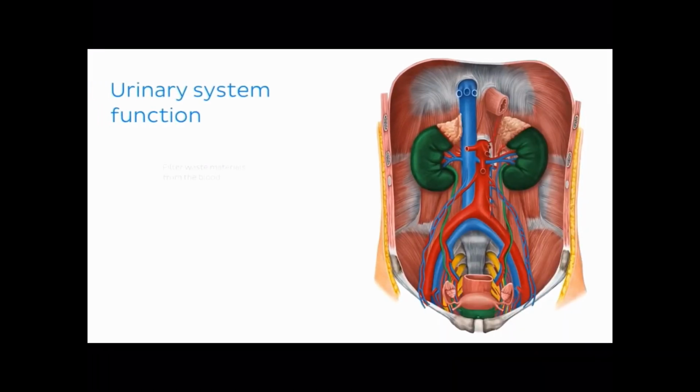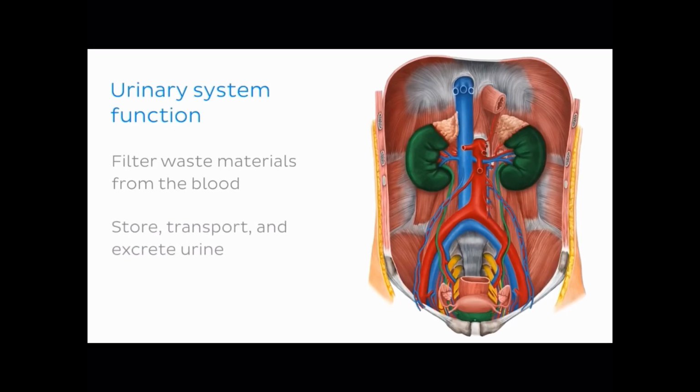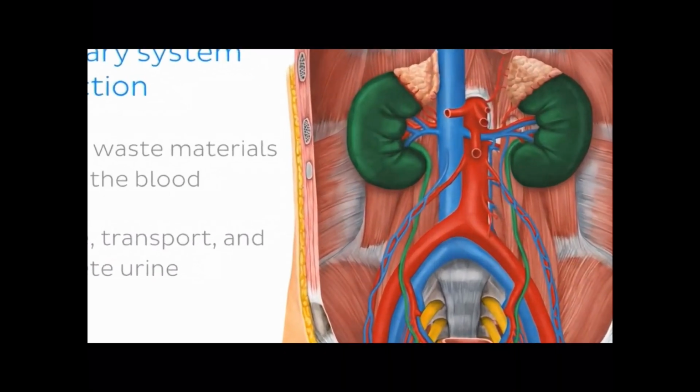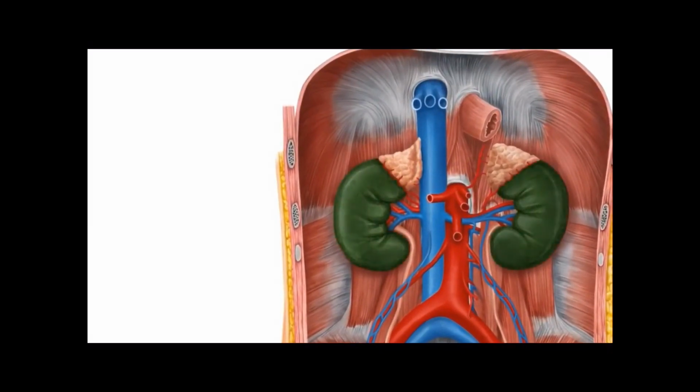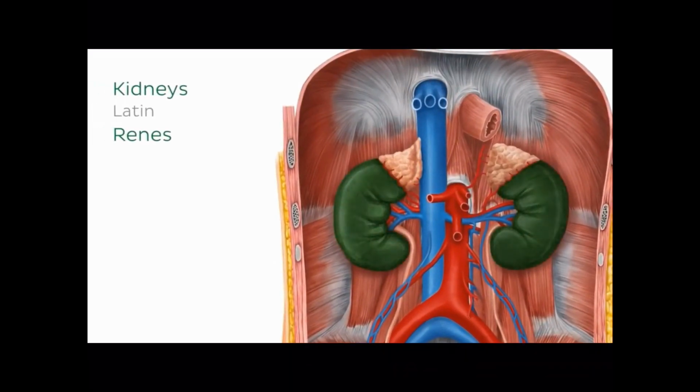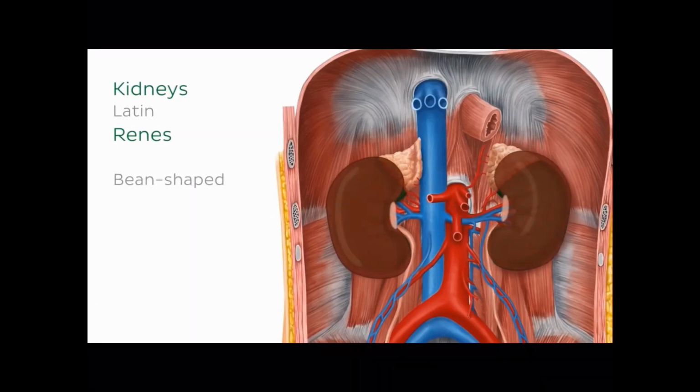These organs work together as a group to filter out excess fluid, the byproducts of metabolism, and other waste materials from your bloodstream, not to mention that they also help store, transport, and excrete urine. Now let's take a closer look at the organs of the urinary system, starting with the kidneys. Before we do that, I'm just going to move here to this image again, where we're going to highlight the kidneys. The kidneys are two bean-shaped organs located in the abdominal cavity.